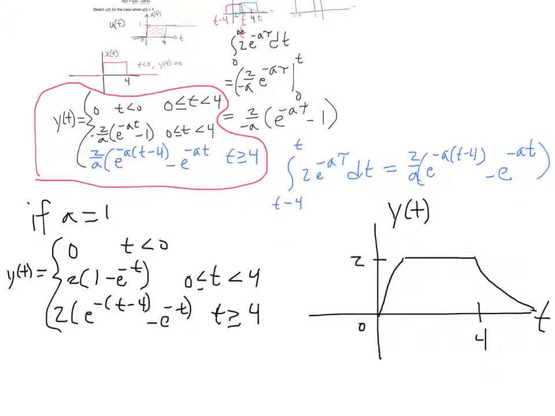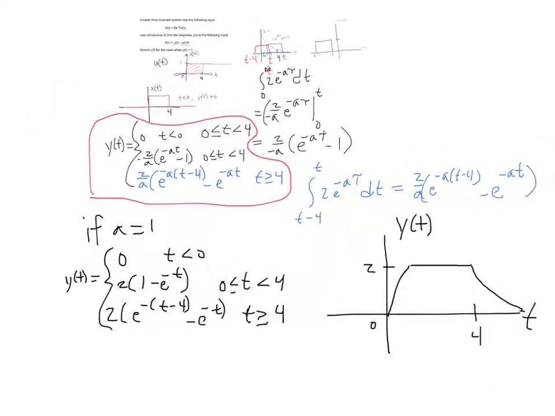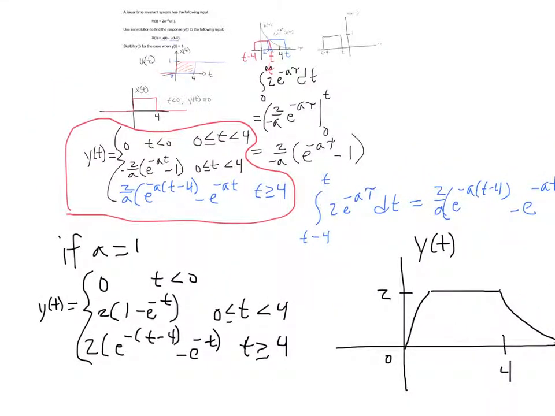So now you have convolved h of t with x of t, and you've sketched the output where a is equal to 1.